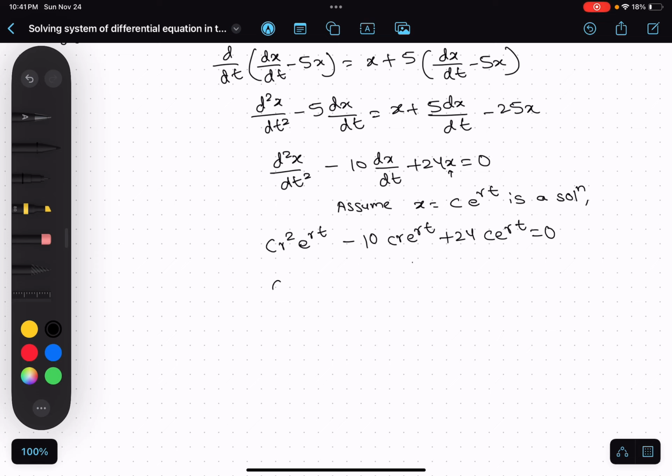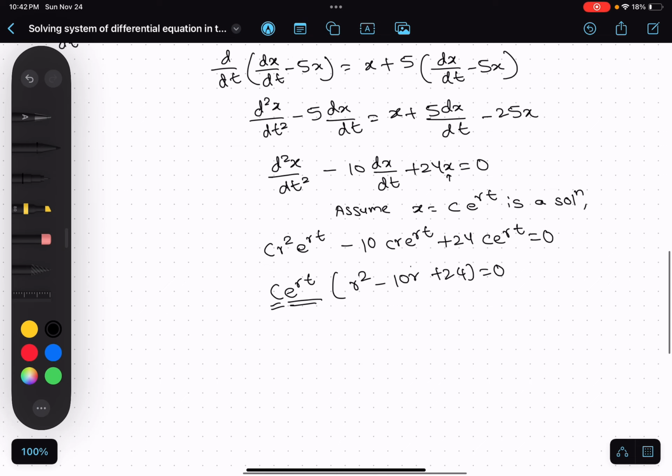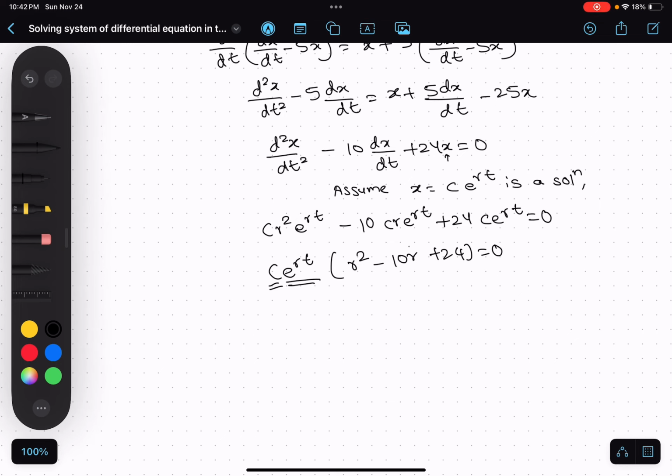Now over here you can take c e^(rt) common, so this will be r² - 10r + 24 = 0. The exponential is positive, so it cannot be 0. Definitely, when c is 0, x = 0 is a solution, but we are not interested in that trivial solution, so we don't want to make c 0. If these two are not 0, then the only solution is when this factor is 0, so r² - 10r + 24 = 0.